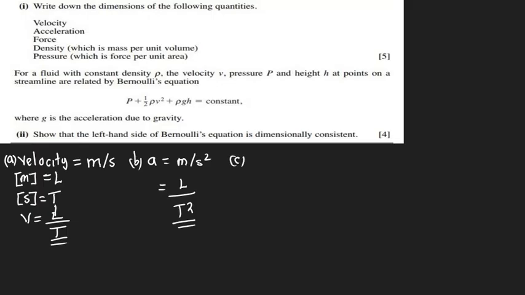We come to C. They are saying we find the dimensions of force. Well, force is equal to ma, where a is the acceleration due to gravity and m is the mass. Dimensions for mass is simply big letter M. Then acceleration, we know that it is simply L over t to the power 2.